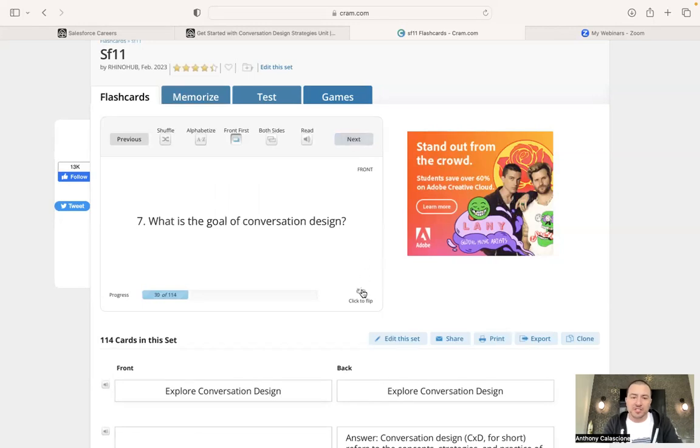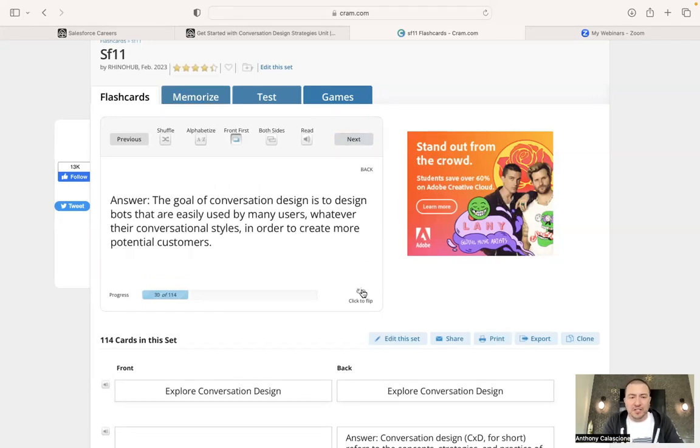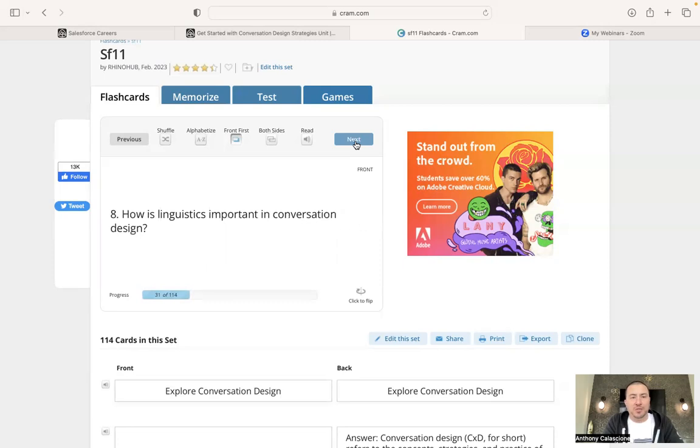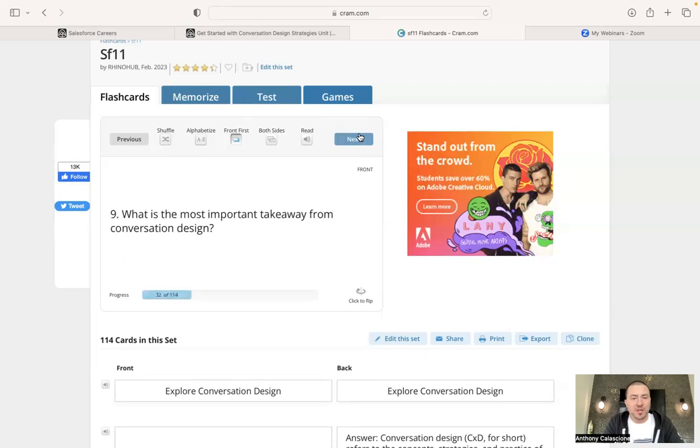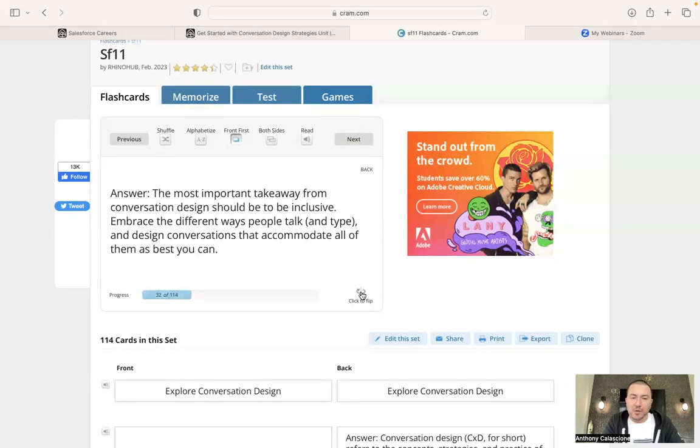What is the goal of conversation design? The goal of conversation design is to design bots that are easily used by many users, whatever their conversation styles, in order to create more potential customers. How is linguistics important in conversation design? Linguistics is the science of how language works, and it tells us how to design a conversation that feels natural. What is the most important takeaway from conversation design? The most important takeaway from conversation design should be: be inclusive. Embrace the different ways people talk and type, and design conversations that accommodate all the best you can.